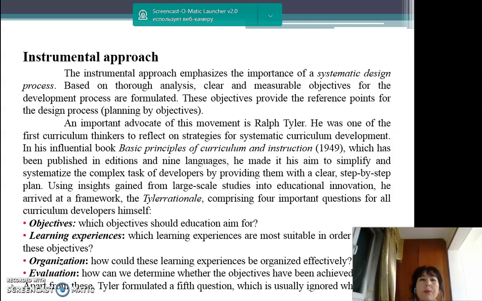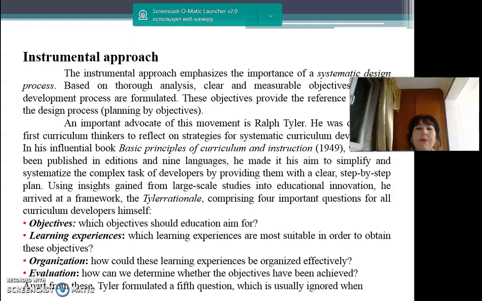In his influential book, Basic Principles of Curriculum and Instruction, which has been published in editions in 9 languages, he made it his aim to simplify and systematize the complex task of developers by providing them with a clear, step-by-step plan. Using insights gained from large-scale studies into education innovation, he wrote a framework, the Tyler rationale, comprising 4 important questions for all curriculum developers.